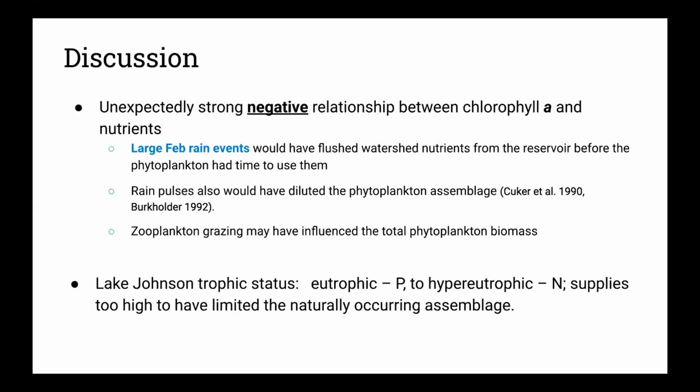And finally, we determined that Lake Johnson's trophic status was eutrophic based off total phosphorus levels and hypereutrophic based off nitrogen levels. And the supplies of both of those nutrients were just too high to be limiting for any naturally occurring phytoplankton assemblage. And then also, going back to our sampling weather, it should be noted that this winter was unexpectedly warm, and our average temperatures were often too high to be optimal for diatoms. So with climate change bringing about warmer weather, it's probably going to become more common to see greens and cyanobacteria earlier in the year.